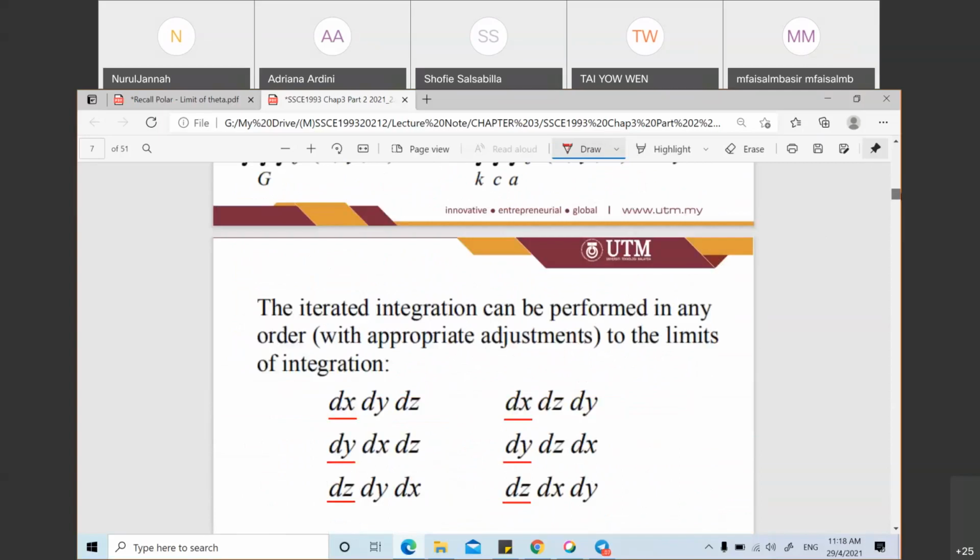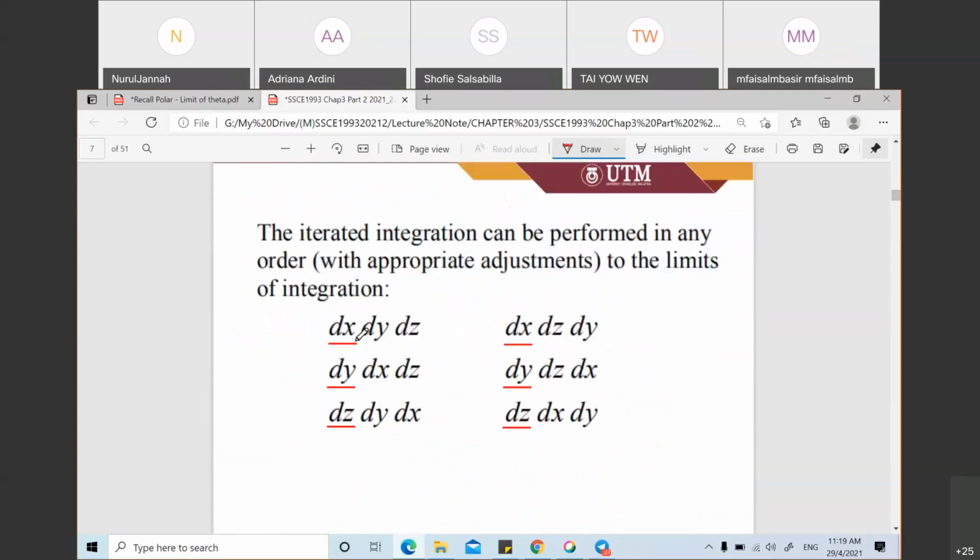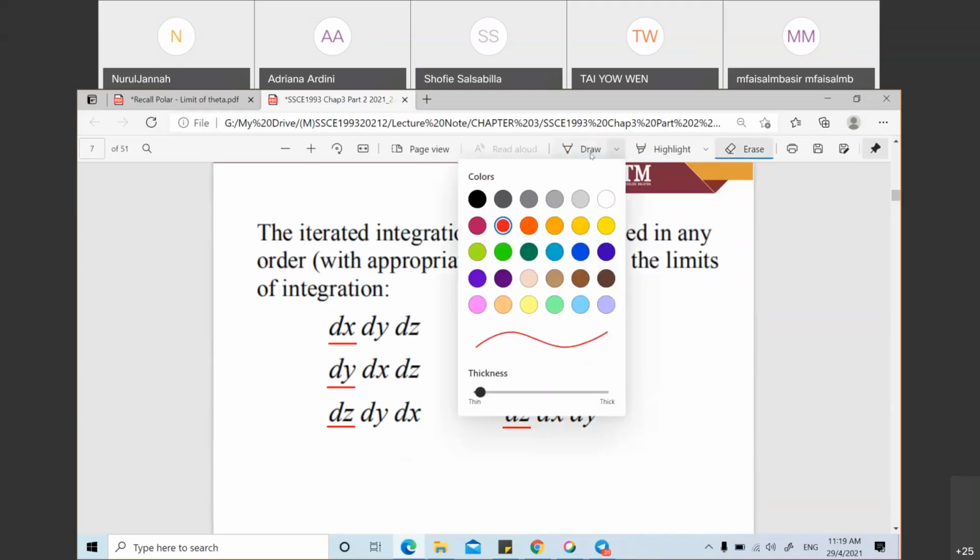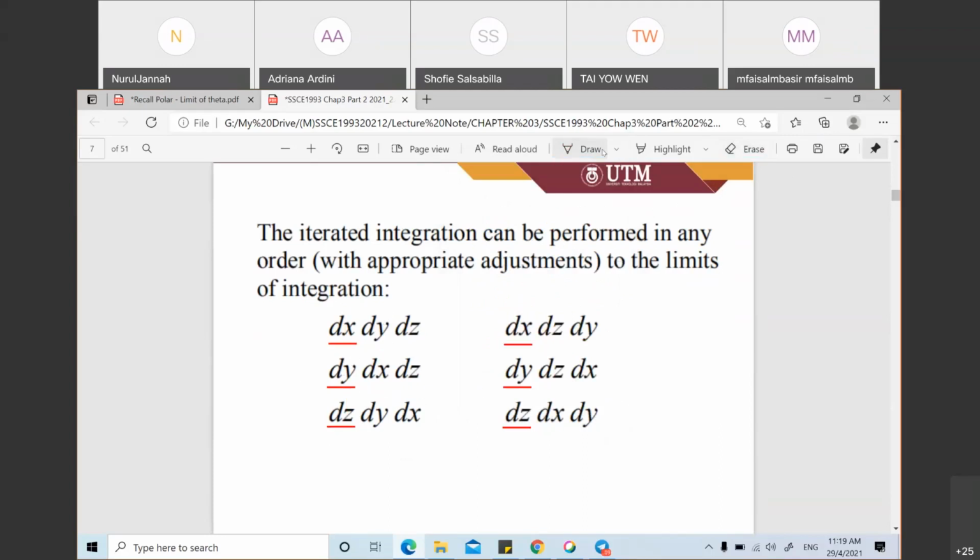Okay, but actually we have 6 different arrangements. If I fix the inside one as dx, I can switch these two like this. If I want to fix the innermost integral as y, this and dx can be interchanged. Also, if I put dz as the inner integral, this will be the outer integral. If I close this, it will be the double integral, just the same. But now we have 6 different ways.